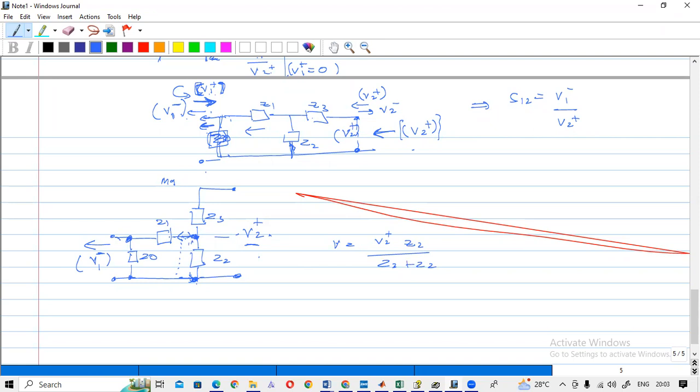Then again, you can put the voltage divider to find V1 minus. To find V1 minus, that will be V times Z0 over Z1 plus Z0. So that is what you are telling, no? We can do this like this. Yeah. So that is the first method that came to my mind also.